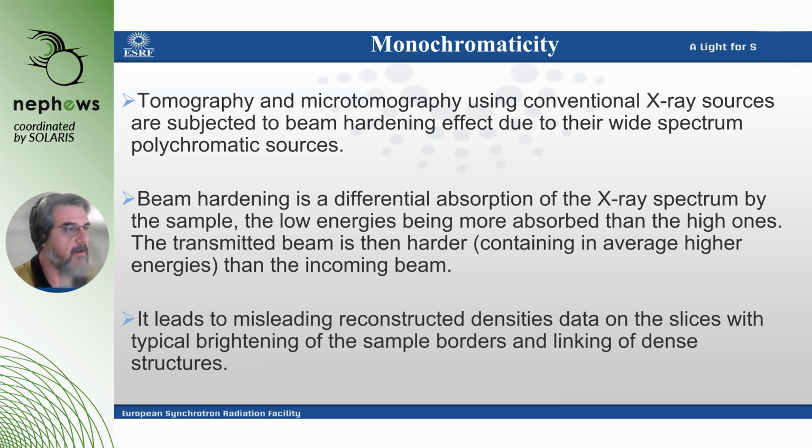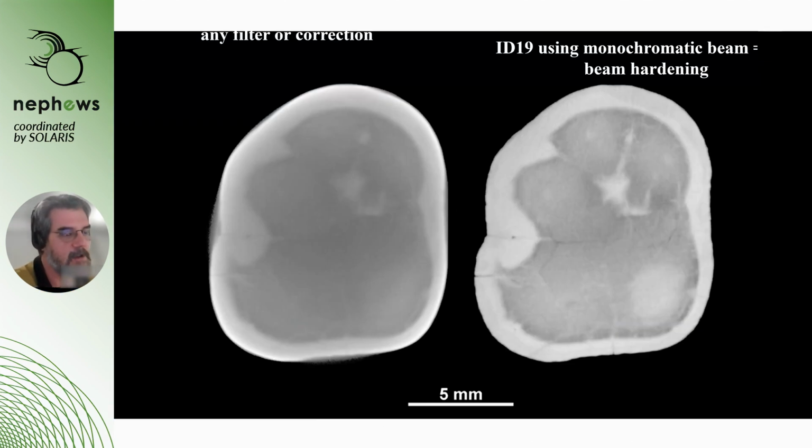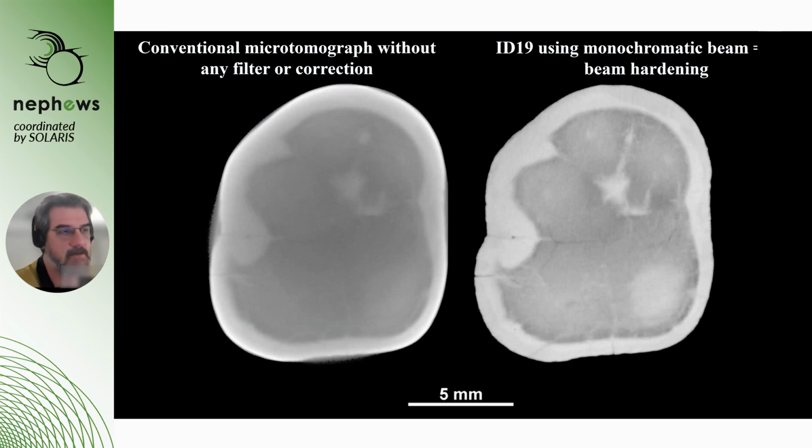This effect is called beam hardening, and for a long time, it was the main reason to go for synchrotron tomography. So this example is extremely old. I made that in 2000, if I remember well. So what you can do today is much, much better than that. But it's a good illustration of what beam hardening is.